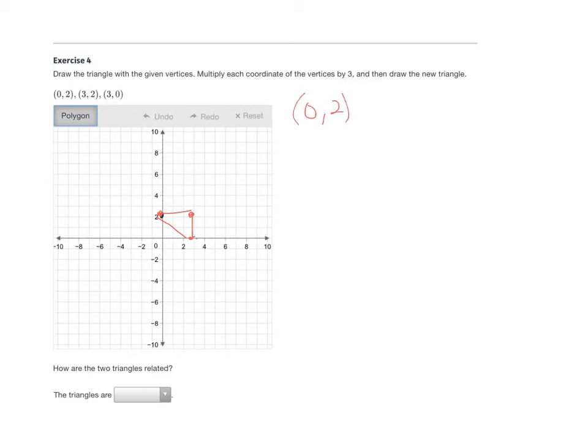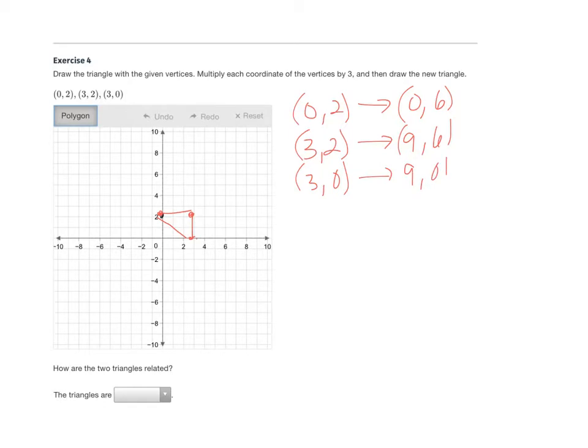The first location was 0, 2. We multiply each piece by 3. We're going to have 0, 6. The next one was 3, 2. Multiplying each one by a scale factor of 3 would be 9, 6. And then 3, 0. Multiplying each one by 3 would be 9, 0.